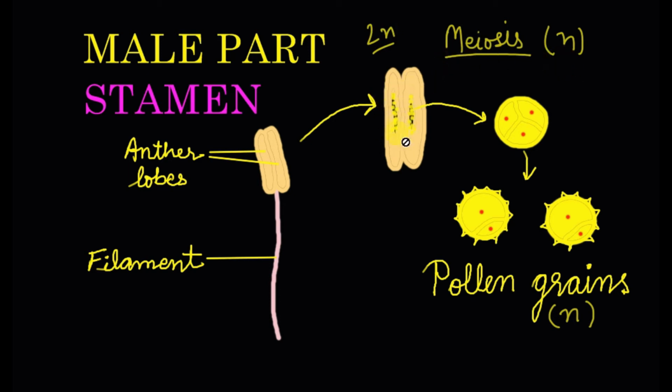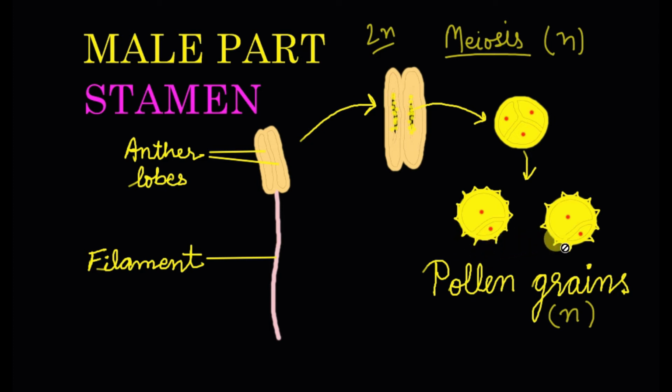So meiosis occurs inside the anther lobes and pollen grains are produced. So this is one pollen tetrad. Tetrad means group of 4. 3 cells are visible here on the front side and the fourth one may be on the back side. These tetrads then separate from each other and pollen grains are visible here.